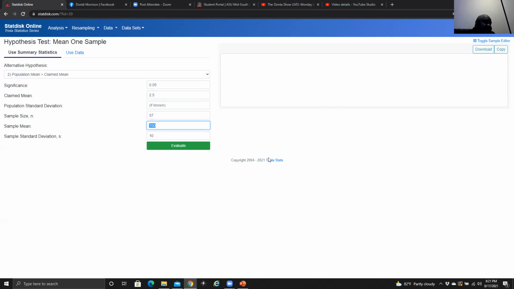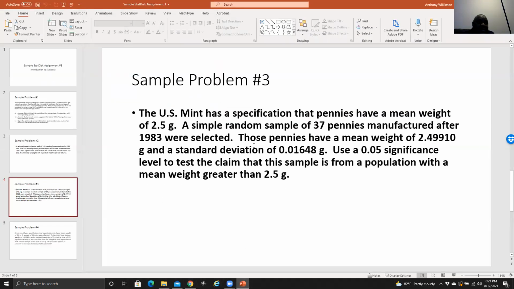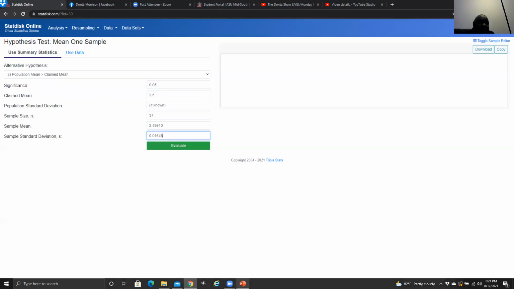Tab down to the sample mean, which was this number, 2.49910 grams, and the standard deviation was 0.01648 grams. That was given to you in the problem, as I'll show you. Here's the mean, that's this number. Standard deviation was that number. All right, so now we have everything we need. We can click on evaluate.